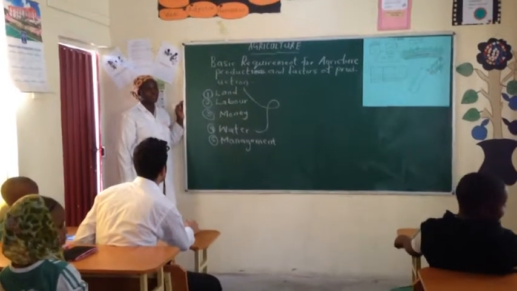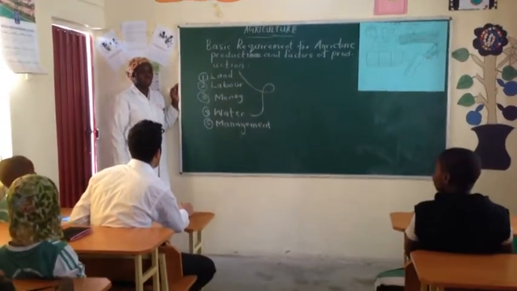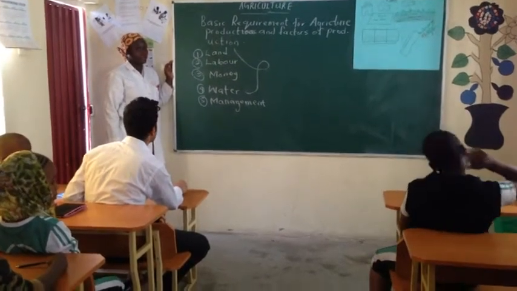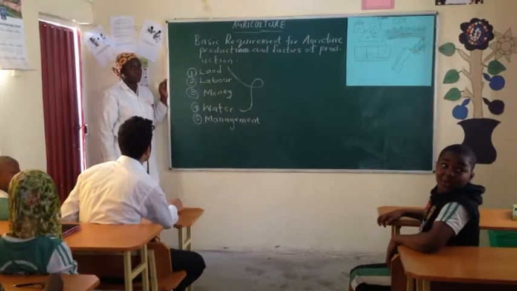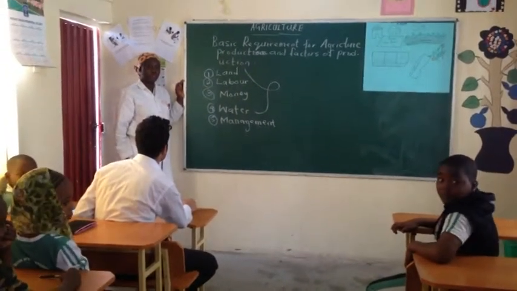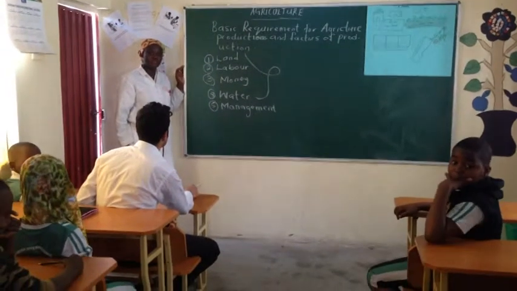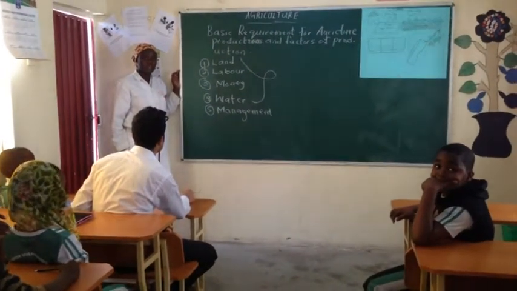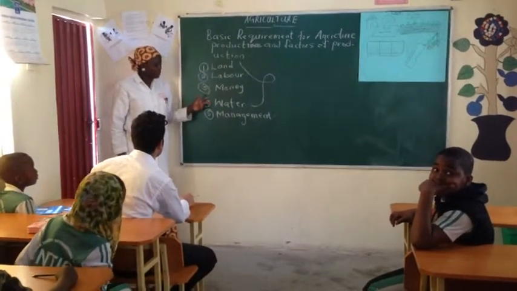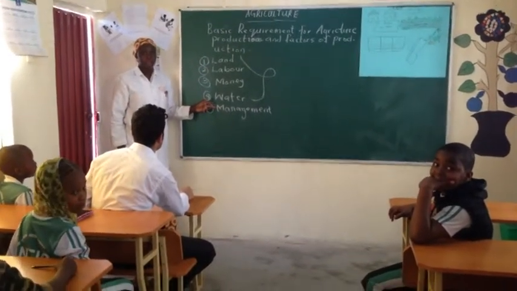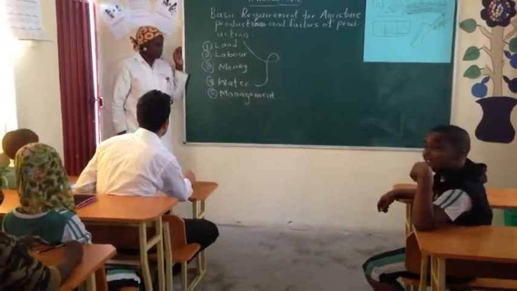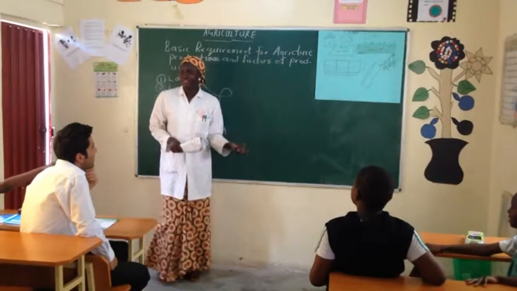Yes, the next person. You should know it's your turn. Factors of production: land, labor, money, water, management. Good. Factors of production: land, labor, money, water, management. Yes, the next person. Factors of production. And what?